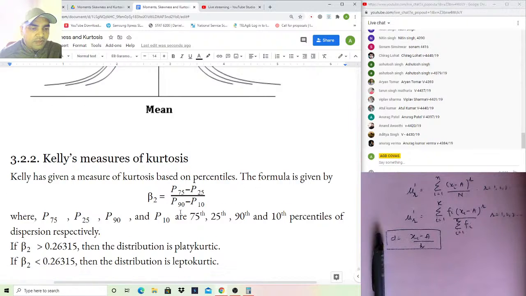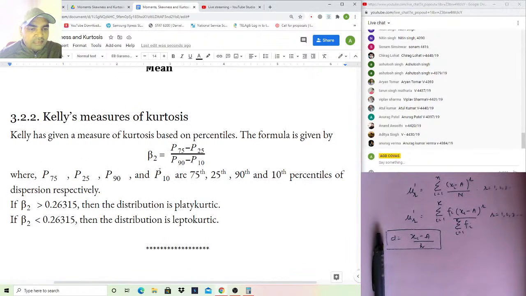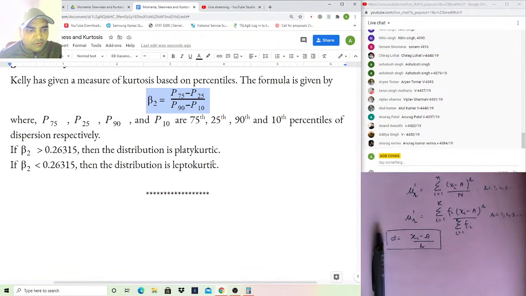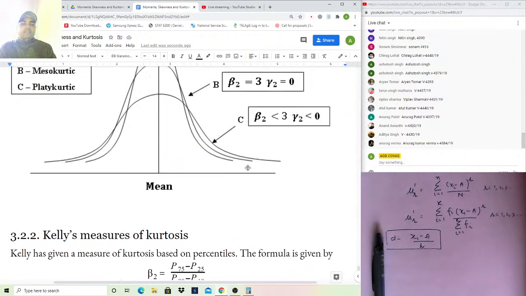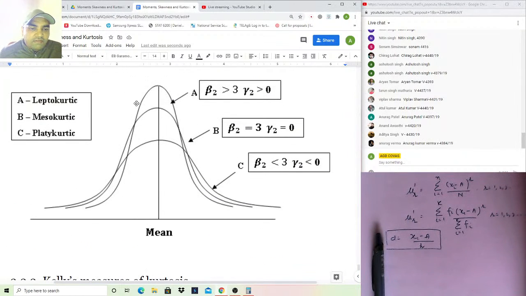Then Kelly's measure of kurtosis can be calculated using the percentiles. When this beta 2 is greater than 0.2639, it is platykurtic, and when it is less than 0.2639, it is leptokurtic. So basically, kurtosis defines the peakedness of a distribution.